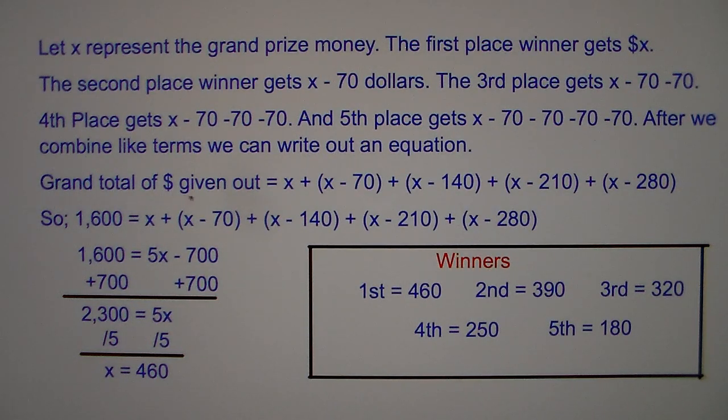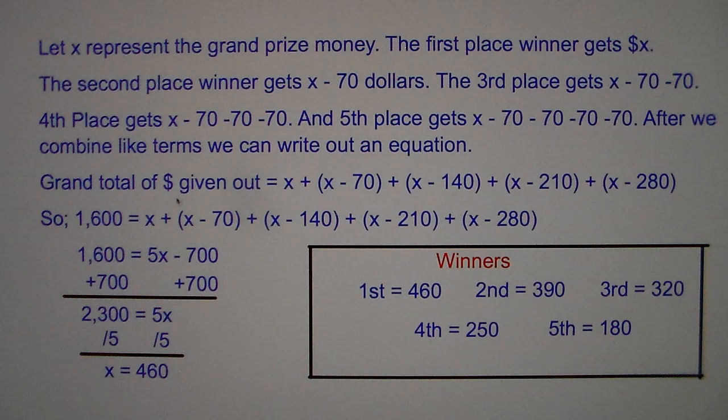The grand total of money given out is equal to X, first place, plus second place, which is X minus 70, plus third place, which is X minus 140. And how I got that 140 is negative 70 minus 70 gets you negative 140, plus the fourth place, our grand total minus 210, because that's 70, 70, and 70, right here, plus the grand total minus 280, which is 4 70s being subtracted. And that's first, second, third, fourth, and fifth place.